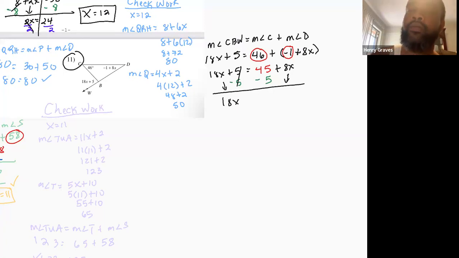Then we're going to go ahead now. I'm going to subtract 8x on both sides.